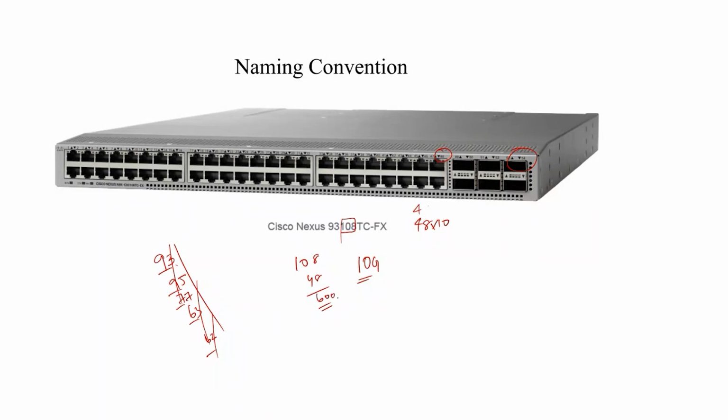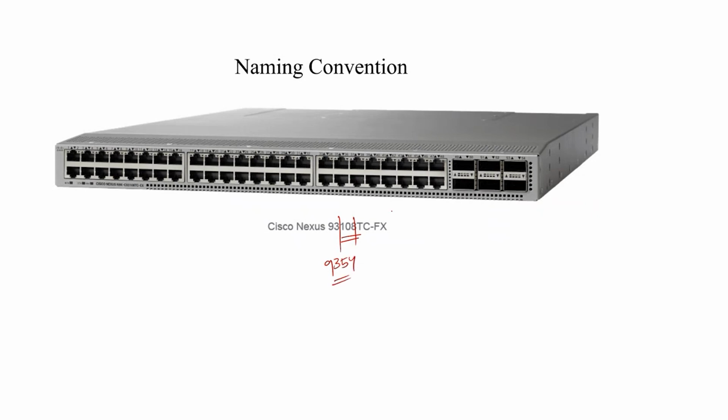Okay, now I'll explain. See, the first two represent the series. The next two or three should represent the number. In some models, it will plainly represent the number of the interfaces. So this model, they could have written as 9354, which would have been easy for us. But here, instead of representing it with the interfaces, they calculate the number of 10 gig interfaces. So up to this, you have 48 10 gig interfaces.